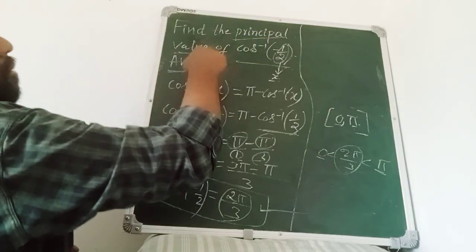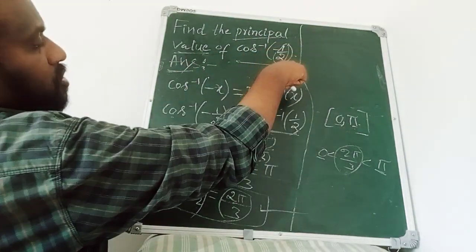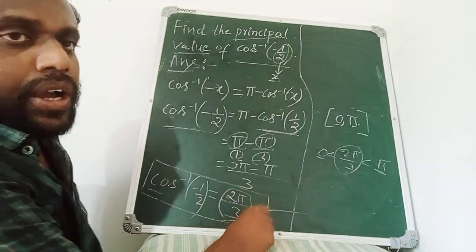So that is the question: find the principal value of cos inverse of minus 1 by 2. So we got the answer.